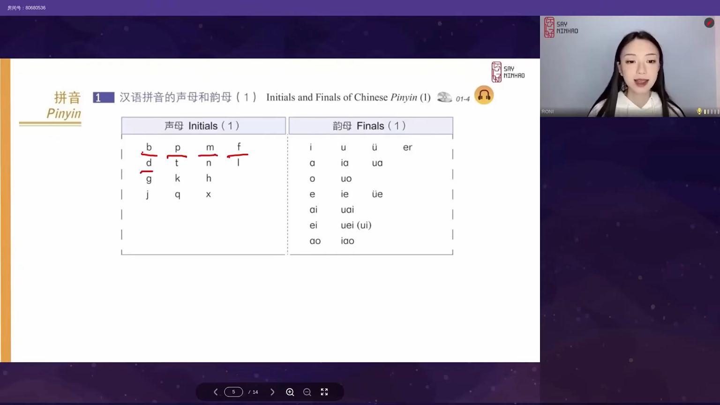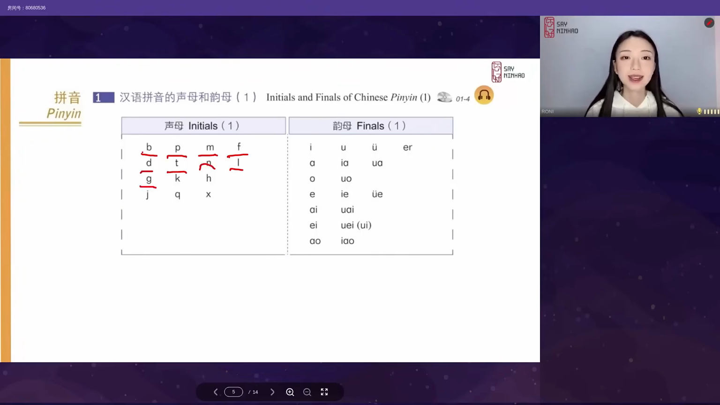Next, 的, 的, 的. Next, 特, 特, 特. Next, 呢, 呢, 呢. Next, 了, 了, 了. Next one is 歌. Use your throat. 歌, 歌.